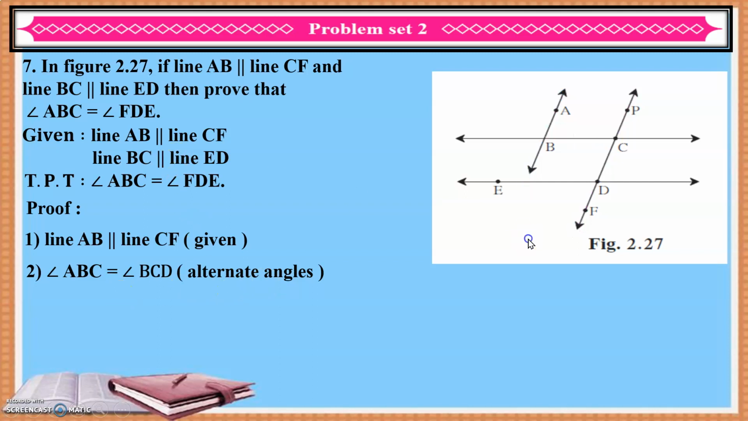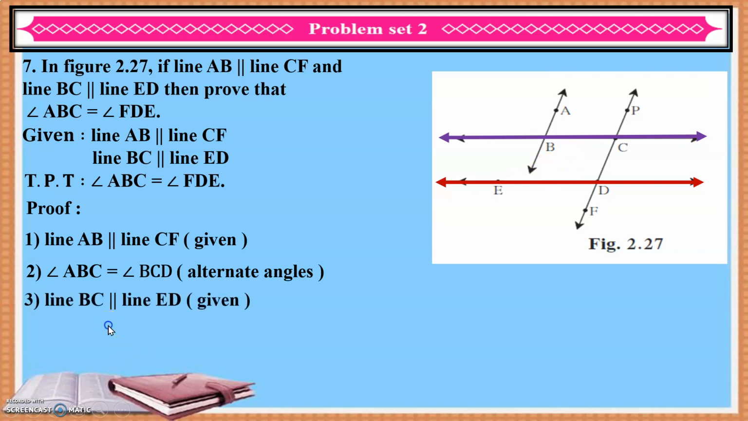Now we'll take up the next given. What is the next statement that is given? That is line BC is parallel to ED. So we can say that angle BCD and angle FDE, I want FD. They are also equal. Now why are they equal? Because they are corresponding angles. So let's write that angle BCD is equal to angle FDE, corresponding angles.